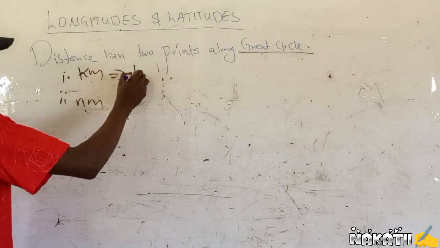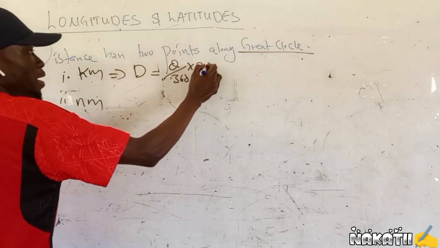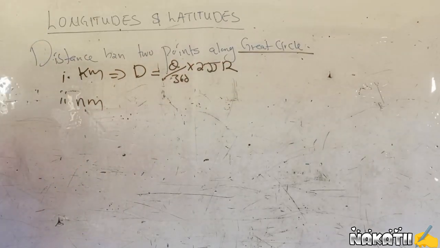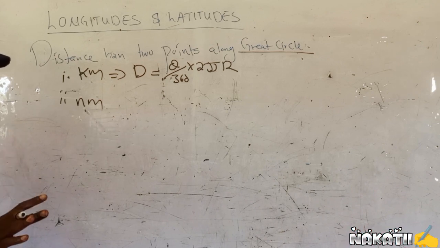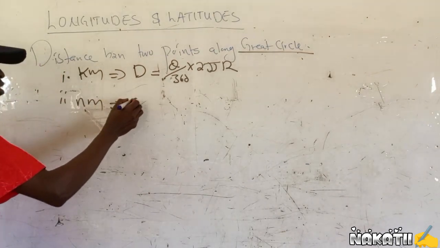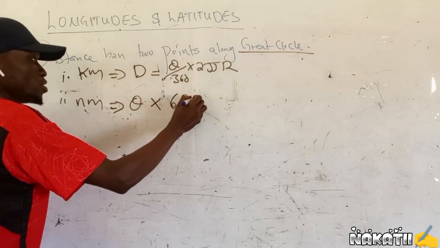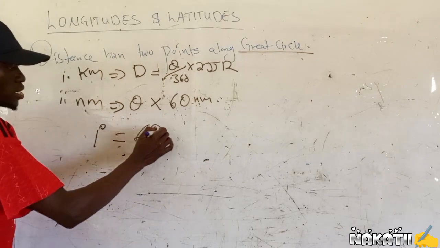We say that distance will be equals to theta over 360 times 2 pi r. That is the formula. Theta is the angle between the 2 points, and r is the radius of the Earth. And we have said we always use 6370 unless stated otherwise. Then if you're told to get the distance along great circle in nautical miles, we say it is theta multiplied by 60 nautical miles. We always say that 1 degree always obtains 60 nautical miles.